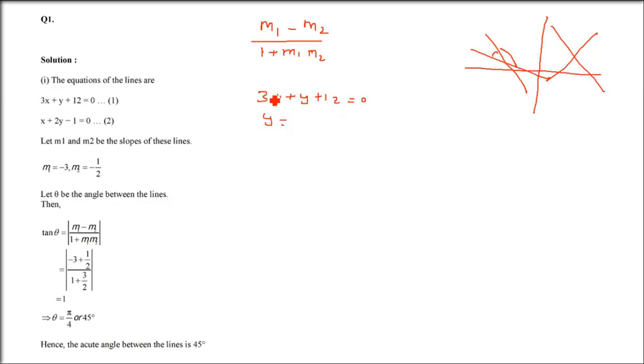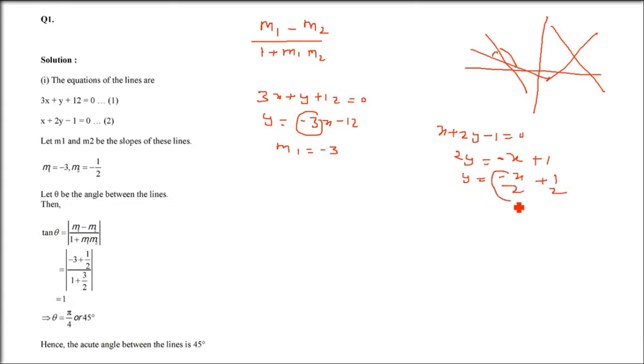So what is the slope of 3x plus y plus 12 equals 0? We write it as y equals mx plus c. So y equals minus 3x minus 12. So this m is minus 3, m1 is minus 3. Take the other equation, x plus 2y minus 1 equals 0. In y equals mx plus c form, 2y equals minus x plus 1, so y will be just divided by 2: minus x by 2 plus 1 by 2. So this is your m2. So m1 and m2 we got. These are the slopes of these two lines.